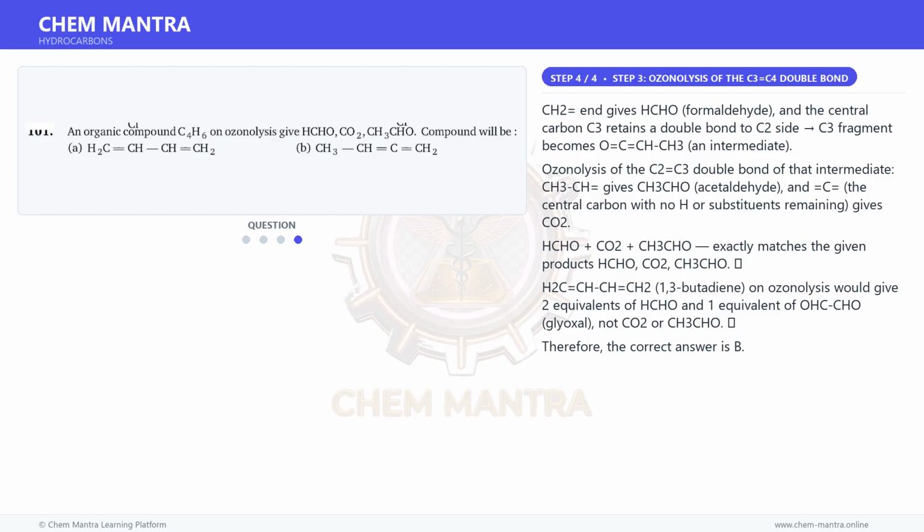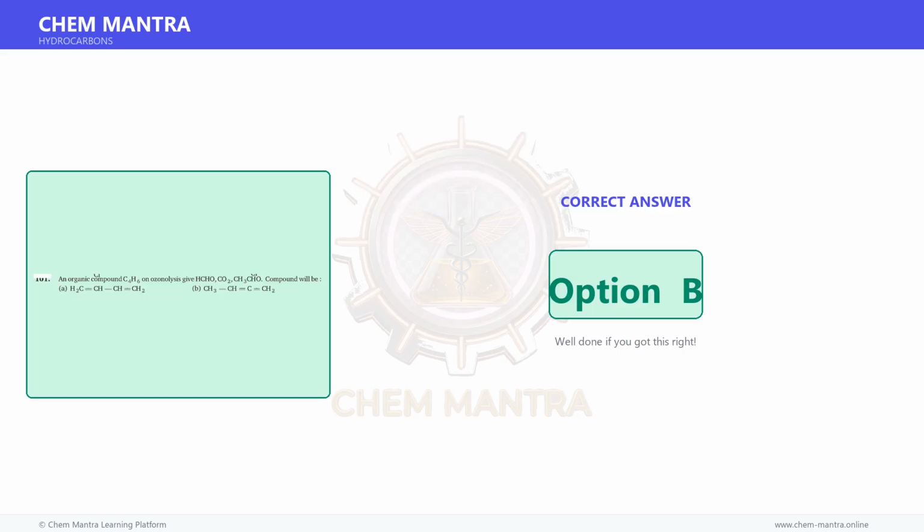H2C=CH-CH=CH2, 1,3-butadiene, on ozonolysis would give 2 equivalents of HCHO and 1 equivalent of OHCCHO, glyoxal, not CO2 or CH3CHO. Therefore, the correct answer is option B.